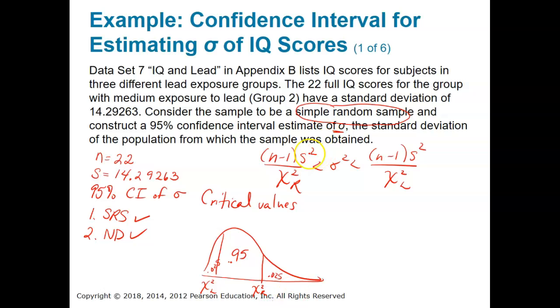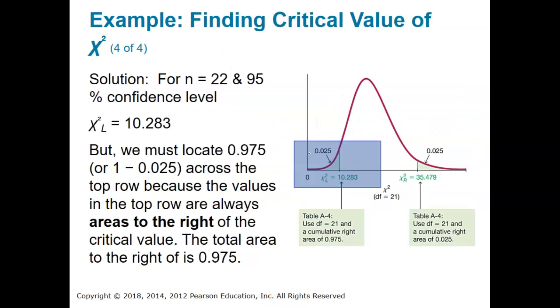So this is actually one that we found earlier. And so if we look at this, for n equals 22, we would go to a degree of freedom of 21. And then for 95%, we're going to look at 0.025 as the area to the right of the chi-squared right. And then this was 0.95. So the area to the right of this one would be 0.95 plus 0.025. So we'll use 0.975 and 21 degrees of freedom. And we'll get these two values here as our two critical values.